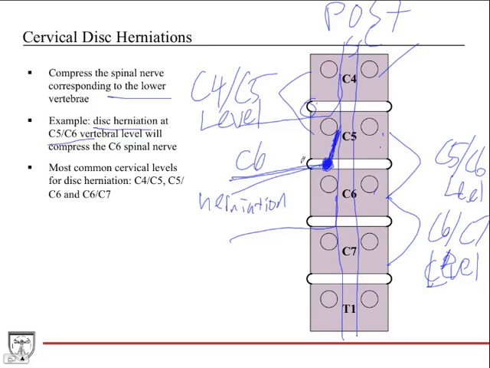So again, to review, you have this C6 spinal nerve. It's coming down, making this 90-degree angle just above this C6 pedicle, okay? And so that's where, if you have a disc herniation at C5, C6, it's going to protrude right onto that C6 nerve, okay? Now, the most common cervical levels for disc herniations are C4, C5, the C5, C6 level, and then the C6, C7 level.